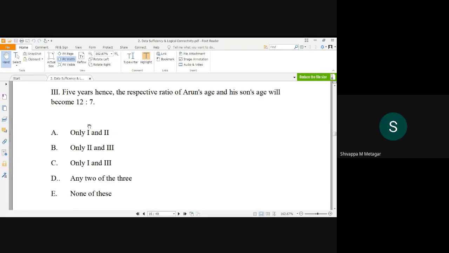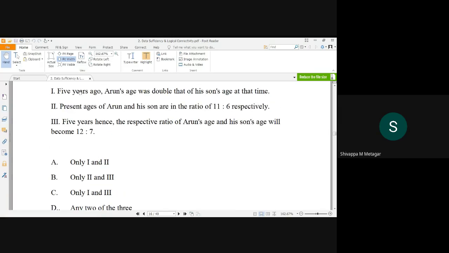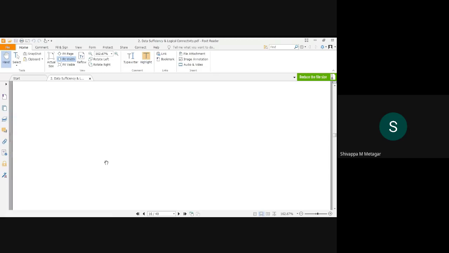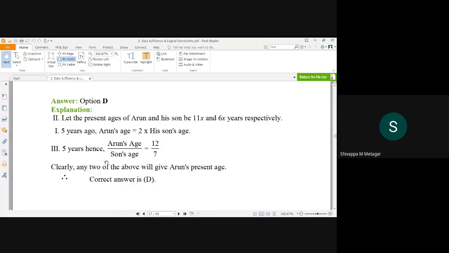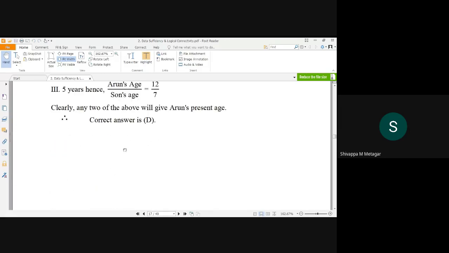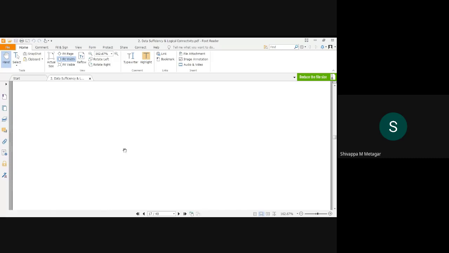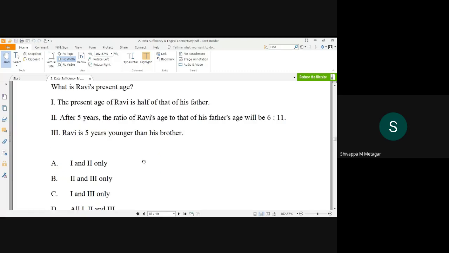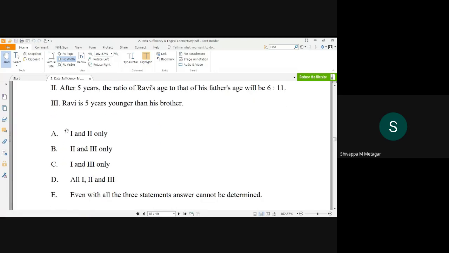Option: 1 and 2 alone are sufficient to answer the given question. Okay, here the first option, 1 and 2 alone, are the only two sufficient to answer the given question.